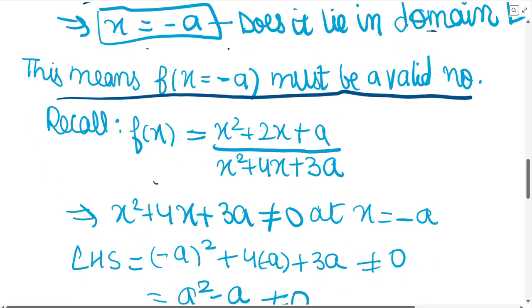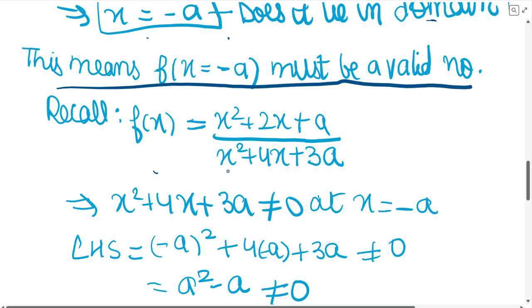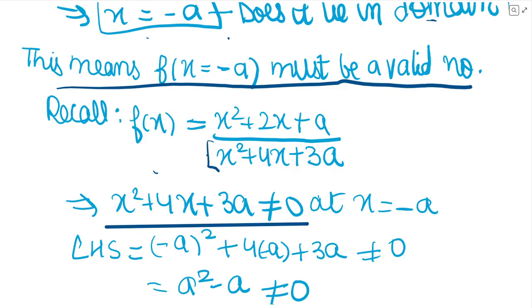Okay. So this means that for this function to be valid at x is equal to minus a, the only problem which is given to us is given by the denominator. Denominator must not become 0, right? Then only we'll ensure that f(x) is valid at x is equal to minus a. That means that minus a square plus 4 into minus a plus 3 cannot be equal to 0.